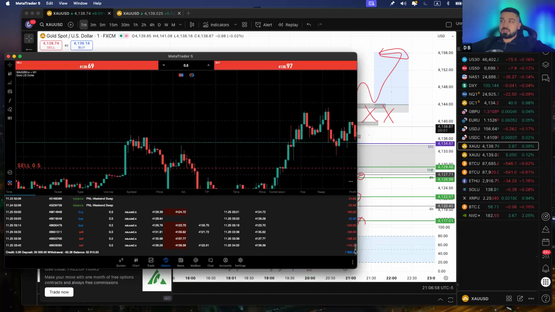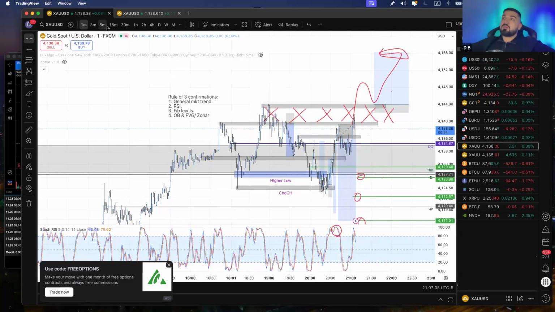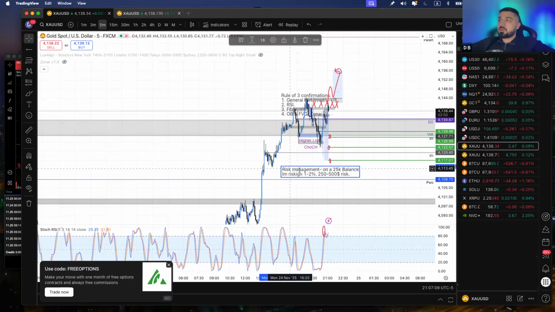One, two, three, four trades lost, right? But they are very small risk, as you guys can see. Again, I just want to highlight this. Hopefully this clarifies: by no means am I perfect, even though I've been trading for 10 years. I manage my risk in a way that I lose 250 to $500 on a trade idea, right?